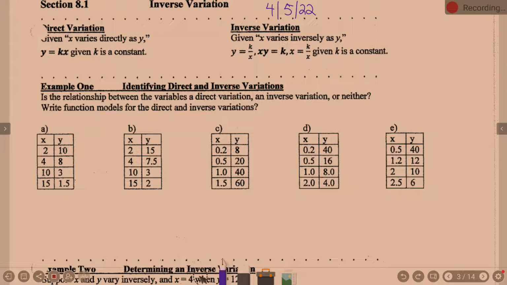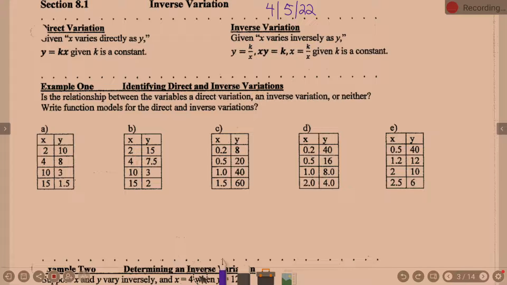Lesson 8.1 is inverse variation. Now, I believe we did do direct variation somewhere in first semester. I don't remember exactly where, but we did talk about direct variation, but we have not talked about inverse variation yet. So we're going to review direct variation. We're going to talk about inverse variation. And then when we get to the back page, which might not be till tomorrow, we're also going to talk about something called joint variation and what exactly that means.